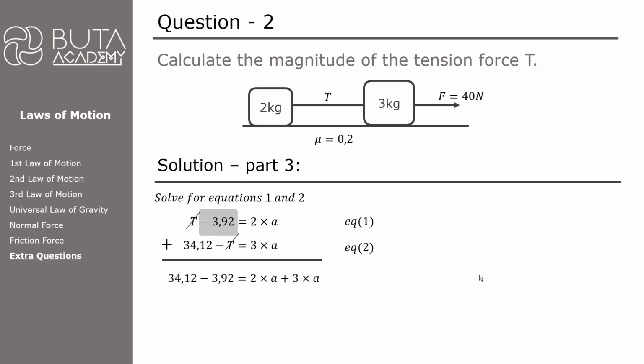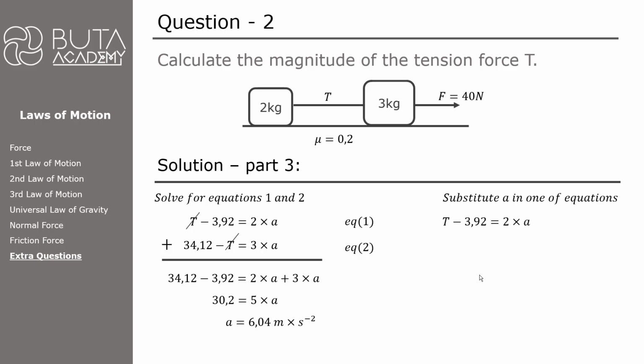34.12 minus 3.92 is equal to 2 times a plus 3 times a. 30.2 is equal to 5 times acceleration. The acceleration is equal to 6.04 meters per second squared. As a last step, we substitute the acceleration in one of the equations. If we do it in the first equation, T minus 3.92 is equal to 2 times acceleration, and we have calculated the acceleration as 6.04. Tension force is equal to 16 newtons.